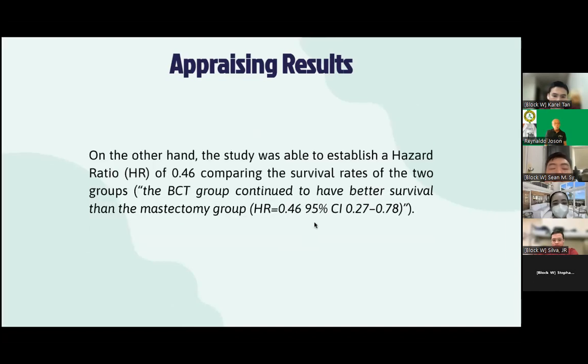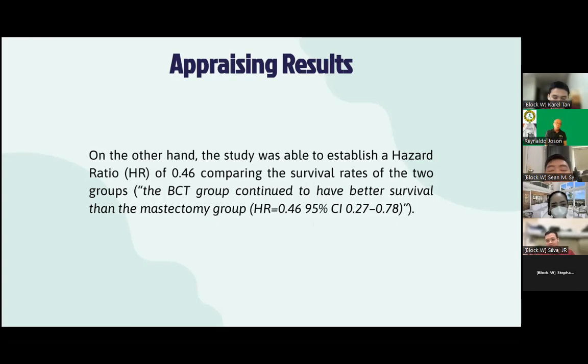On the other hand, the patient was evaluating the survival rates as a whole and not just the mortality rates, so the survival over time. The study was able to establish a hazard ratio of 0.46 with a 95% confidence interval, with the hazard ratio ranging from 0.27 to 0.78. So overall, the hazard ratios and the range of hazard ratios observed in the study are net positive in the sense that there is better survival in the BCT group over the mastectomy group.